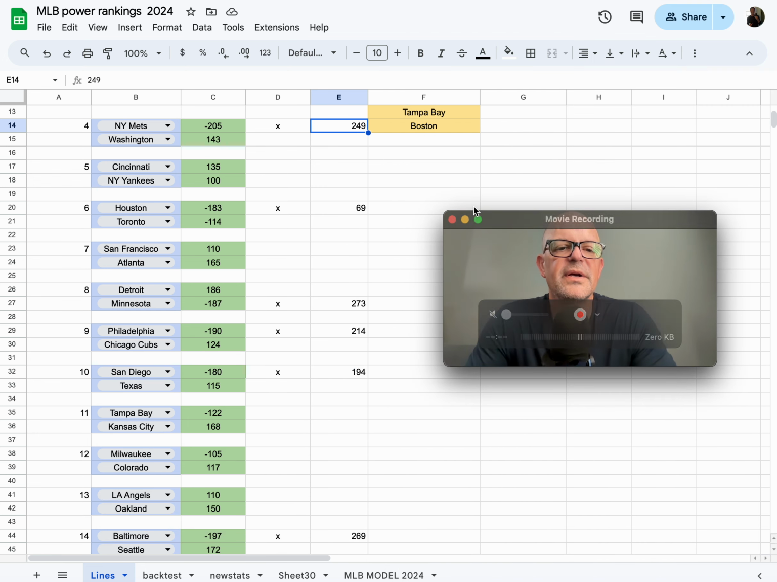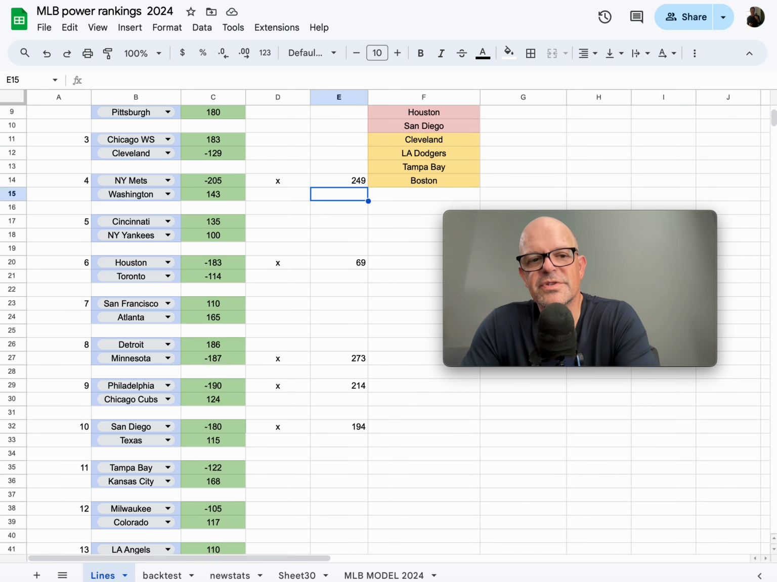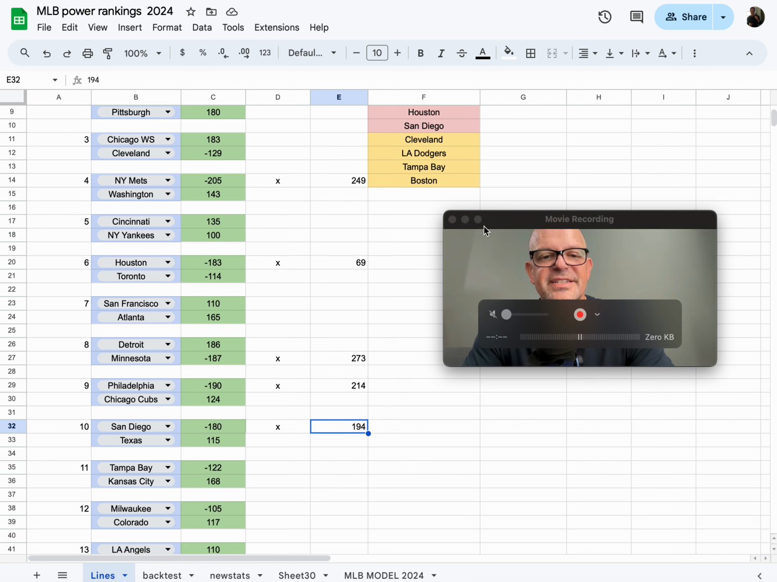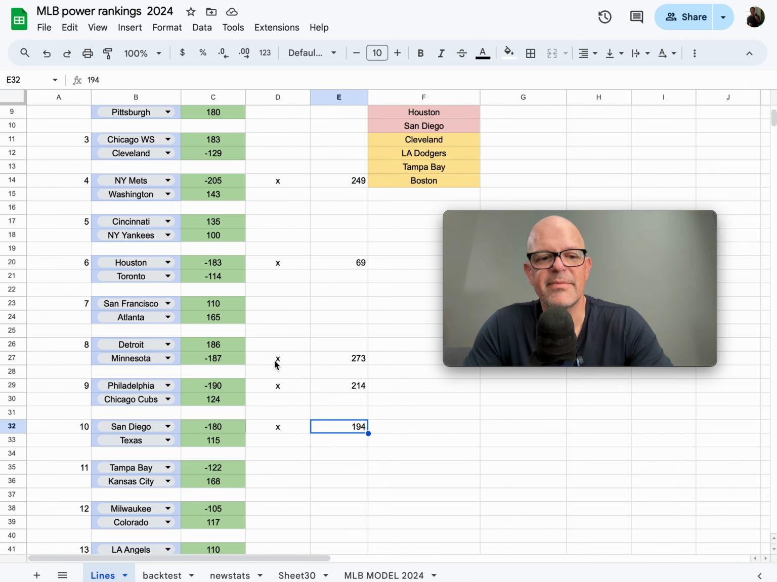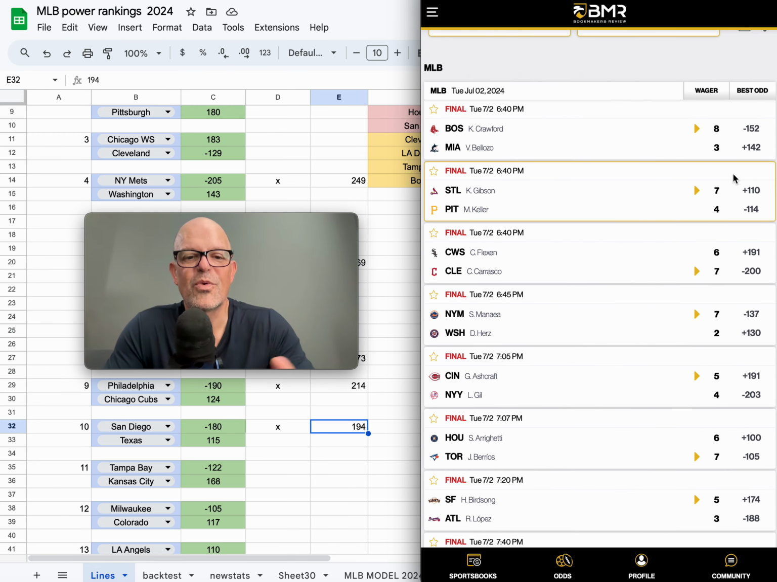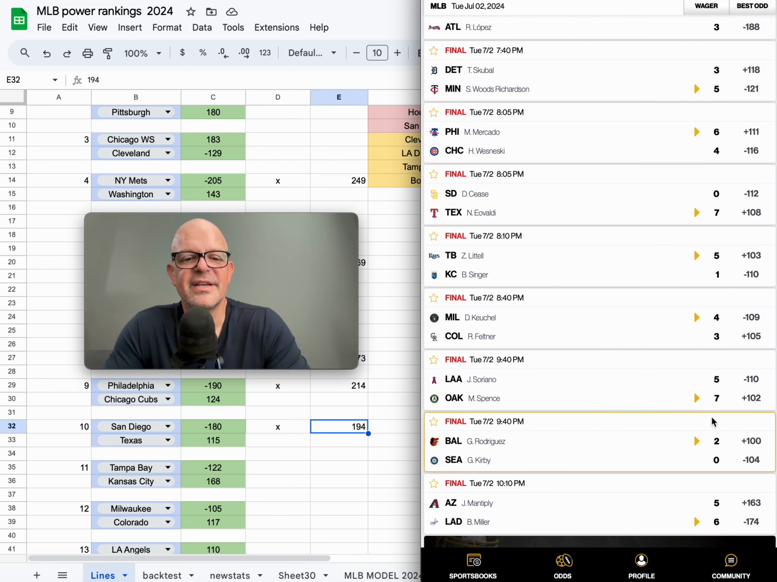Now, if we go back over here to the margin, let me slide over here. And this is a really good exercise in helping you build models. Look at the differential. So we had 249, and just about all of them were over 200, with the exception of Houston and Toronto, which was only a 69-point differential, right? And another one that was below 200 was San Diego and Texas. So you had Houston at a 69-point differential, San Diego at a plus 194 differential. So pulling this back up, what were our 2 losses from yesterday? Houston with a 69-point differential lost, and San Diego got blown out, and they only had a 194 differential.